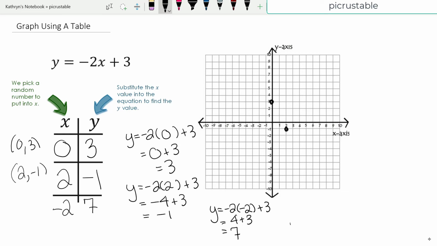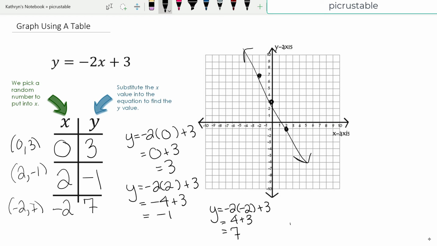And let's try the last one. The last one is (negative 2, 7). That means I'm going to go negative 2 on the x, but 7 on the y. Now sometimes this can be a little hard. There we go. All right, now I'm going to draw the line as best I can.